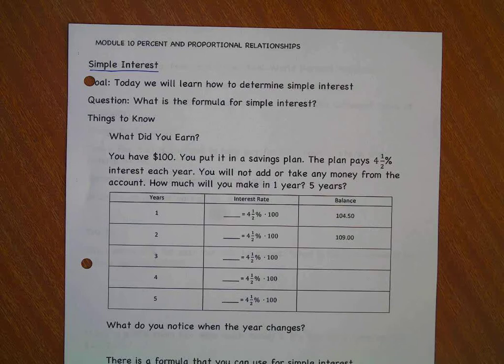So let's go back and look at it again. It says you have $100. You put it into a savings plan. The plan pays 4.5% interest each year. So that means the bank pays you 4.5% interest each year. You will not add or take any money from your $100, but the bank will. And the bank is going to tell you how much you will make in 1 year and how much you will make in 5 years. Or the bank won't tell you that, but the bank is the one putting the money in there, not you. You need to be able to figure out what that would be so that you know that the bank is not gypping you.